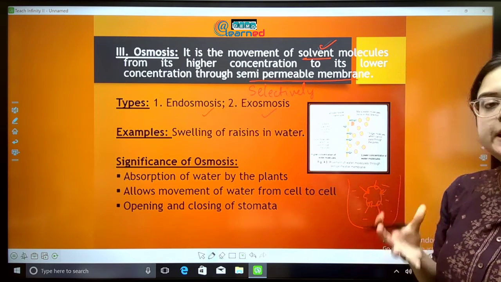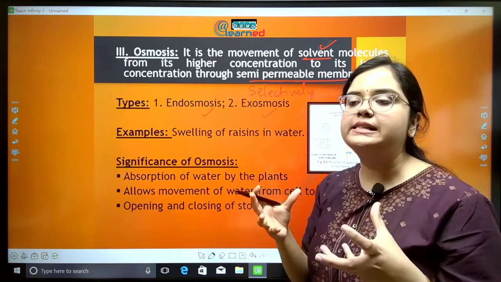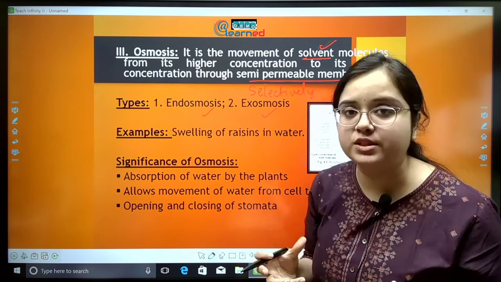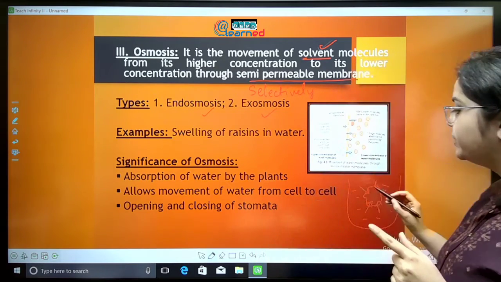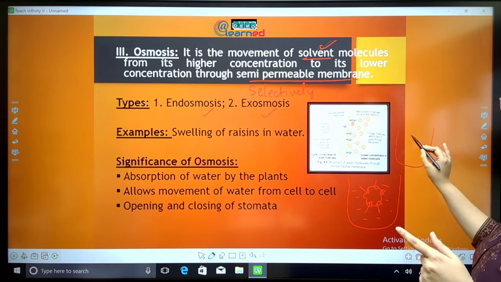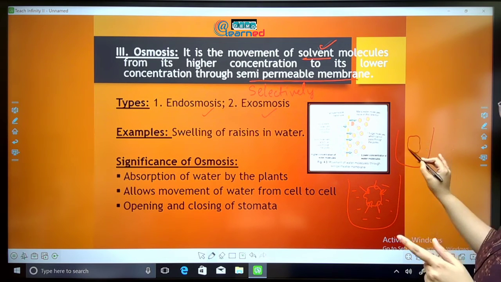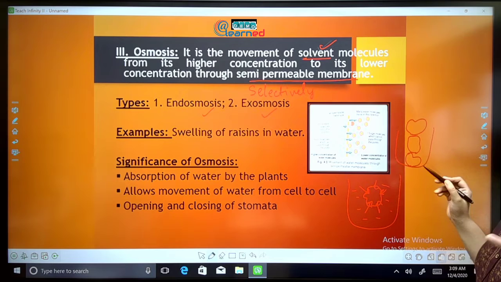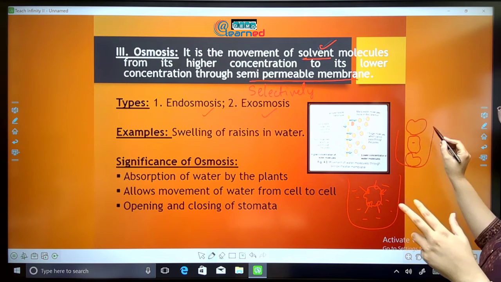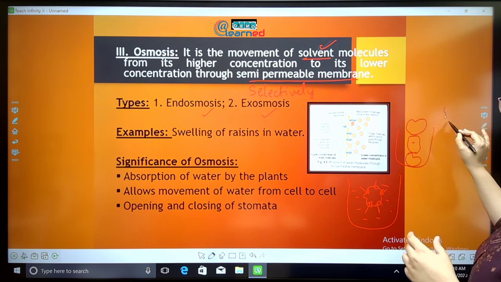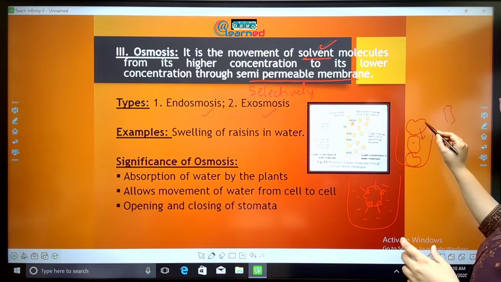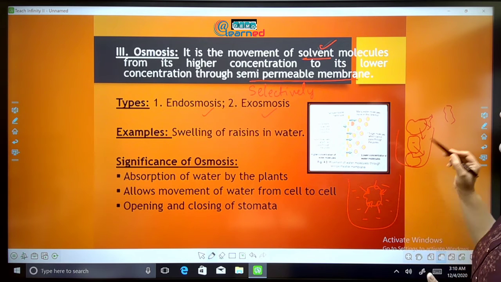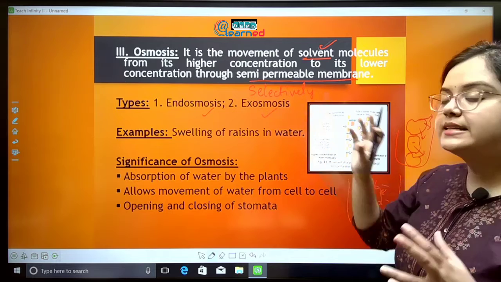Exosmosis: if you keep very swelled up raisins in a concentrated sugar solution or concentrated salt solution, what will you observe? Here I am giving a more bulging raisin as an example. If you keep it in concentrated salt solution, you will see after a point of time the raisins have shrunken, where water has moved out into the beaker, into the medium where there was concentrated salt solution. This is an example of exosmosis.